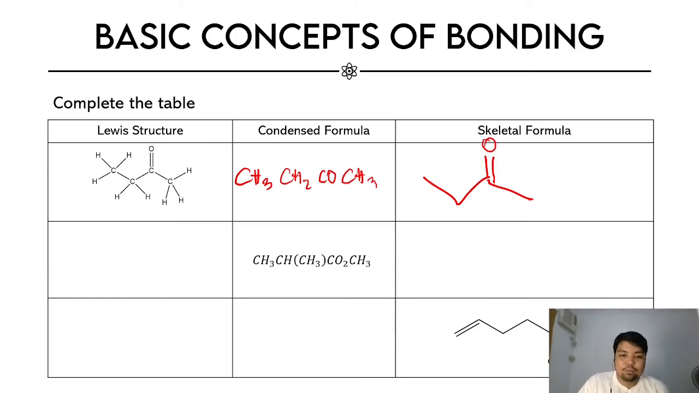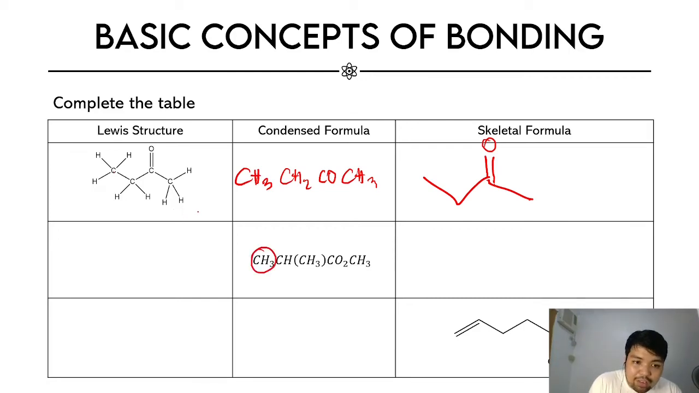So let's do this another way around, wherein we have the condensed formula, then we draw the Lewis structure. So this is quite challenging, and it takes practice for you to get the hang of it. So let's have this condensed formula here. Let's try drawing the skeletal formula first.